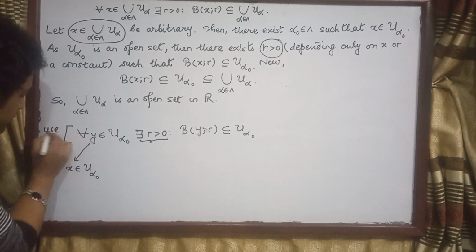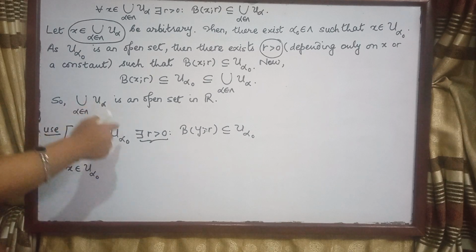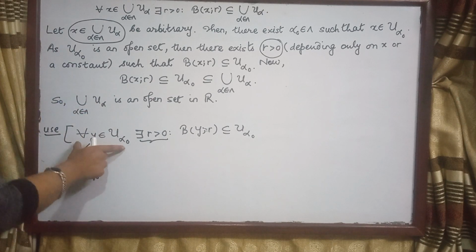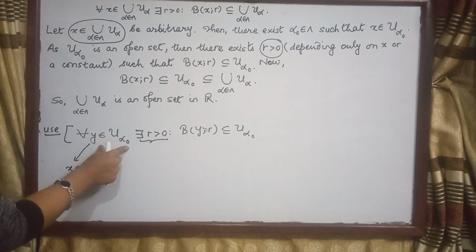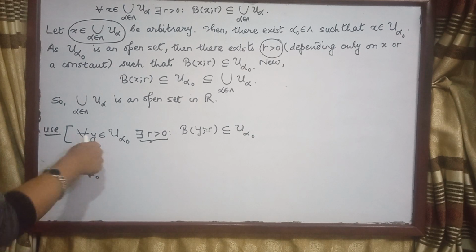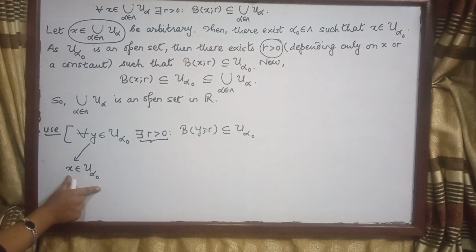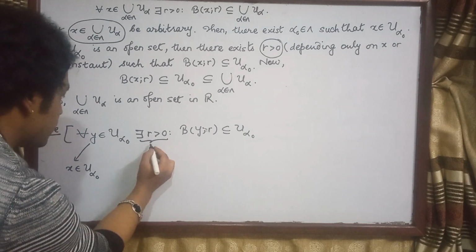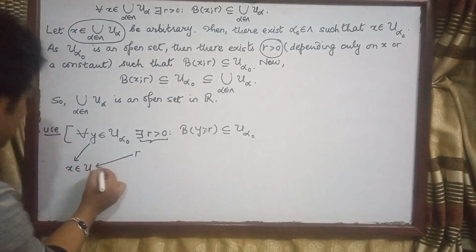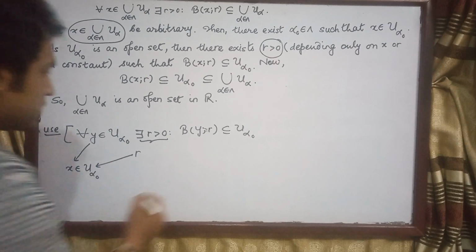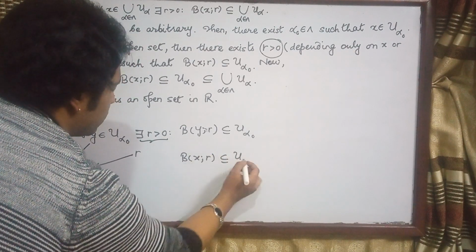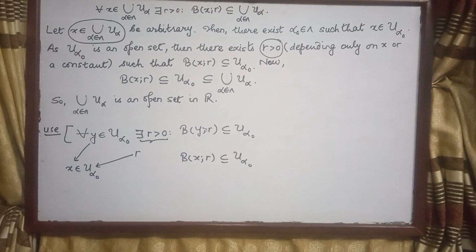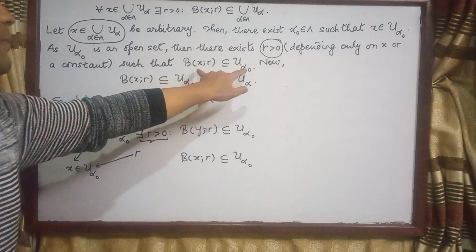We are using this statement, not proving this. To use this statement, what does it mean? For any x belonging to the union of the U alpha naught, if we choose a particular value of y, which happened to be x over here, we can define some r, which depended only on x or was a constant, such that this condition for the particular value of y will hold. We are using this statement, and by using this statement we've obtained this.